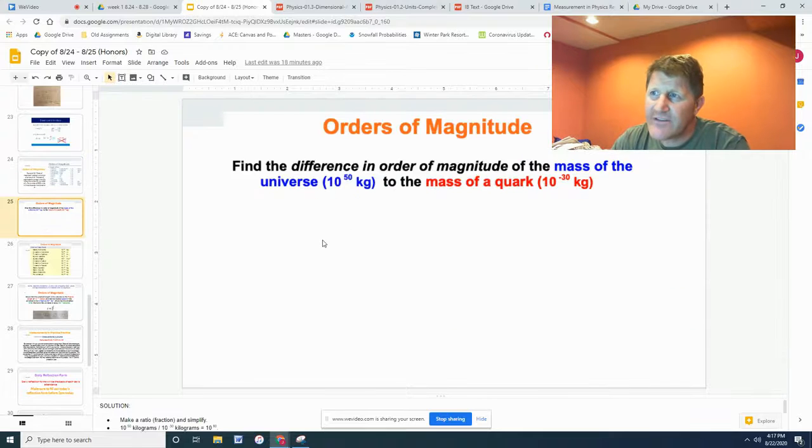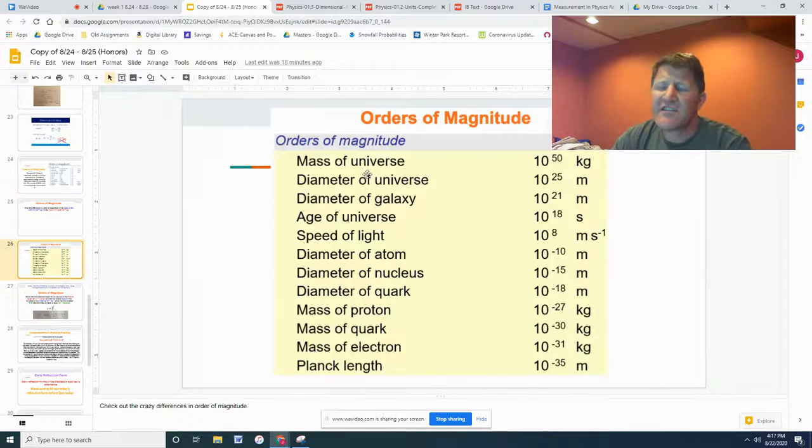The difference in the order of magnitude between the mass of the universe at 10 to the 50th kilograms and the mass of a quark at 10 to the negative 30th kilograms: I'd have 10 to the 50th divided by 10 to the negative 30th. And when I do that, I have 50 minus a negative 30. So that means 50 plus 30, which means I'd have a difference in order of magnitude of 80. Here's a list of some various orders of magnitude, looking at, again, the mass of the universe, the age of the universe, and you can see there are huge differences in orders of magnitude.